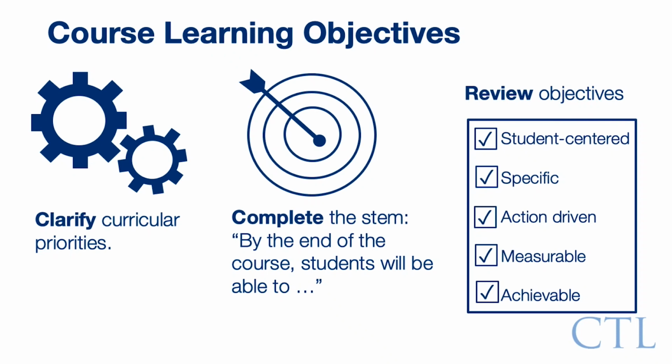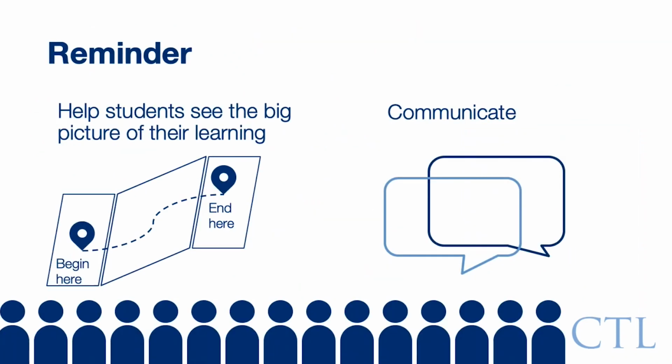As you draft, complete the sentence stem, "By the end of the course, students will be able to," and review each learning objective to ensure that it is student-centered, specific, includes an action verb from the revised Bloom's taxonomy, measurable, and achievable. As a reminder, be sure to communicate the learning objectives to your students.